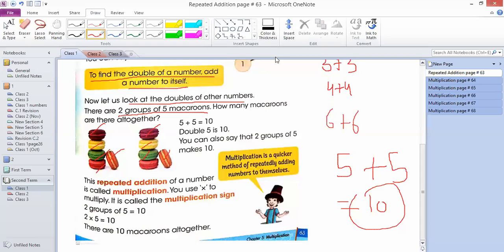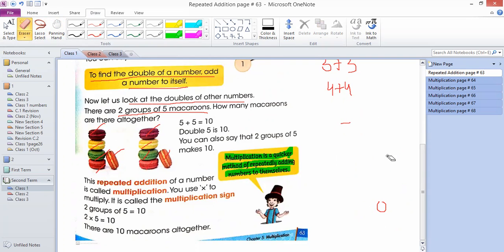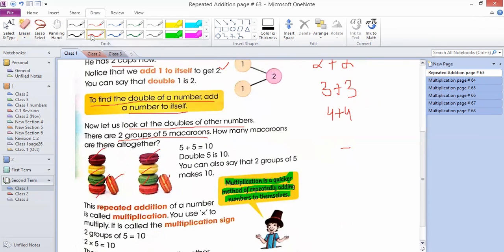Now guys, you have to focus here that multiplication is a quicker method of repeated addition. Multiplication is a quicker method of repeatedly adding numbers to themselves. You can either add repeatedly or simply multiply, and the answer will be the same. Suppose you have two groups of 5 macaroons. Either you can add 5 and 5, which is 10, or since there are 5 macaroons in one group and two such groups, you can simply multiply 5 by 2, which is also 10. So multiplication is repeated addition.